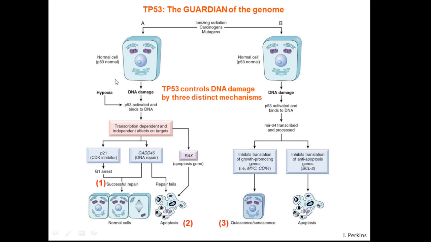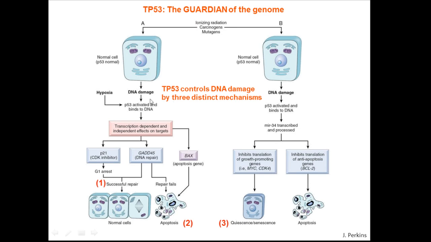So this is a normal cell which has been exposed to ionizing radiation, carcinogens, mutagens, which basically means the DNA has been damaged. Okay. Hypoxia can do the same thing. Then P53 controls DNA damage by 3 distinct mechanisms. Okay, what are these 3 distinct mechanisms?